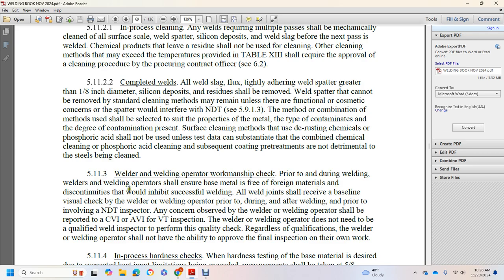Welding joints will receive a baseline visual check by the welding operator prior to, during, and after the welding, prior to the involvement of the non-destructive test inspector. Any concerns observed by the welder operator shall be reported to the certified visual inspector and authority visual inspector for the visual testing inspection. A welder and welder operator does not need to be a qualified welder inspector to perform a quality check. Regardless of the qualification, the welder operator shall not have the ability to approve the final inspection of their own work.